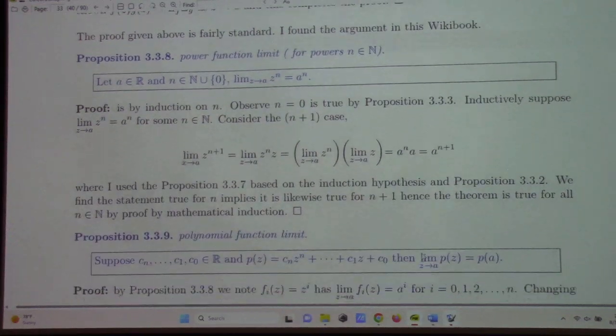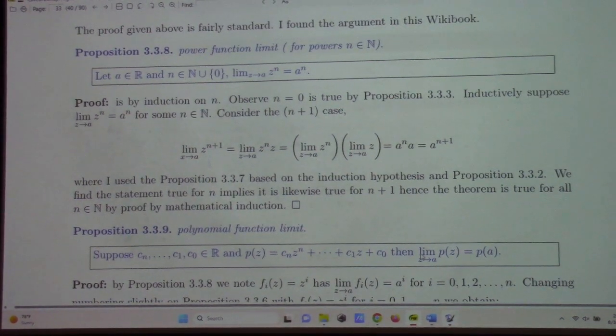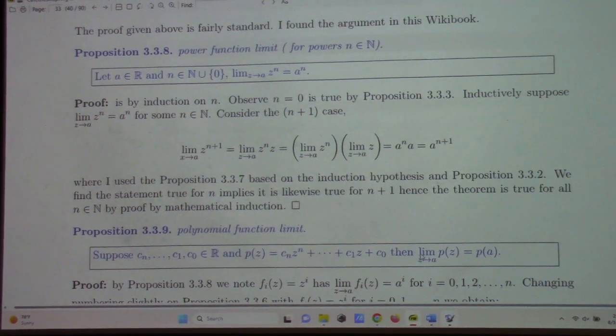Limit of the power function: if you've got the limit of z as z approaches a is a, and you define z to the n as z times z to the n minus 1, where n is an integer, a positive integer. We're not in that complex power business that you just suffered through in your homework. Then we can actually use induction. If we assume it's true for n, look at n plus 1.